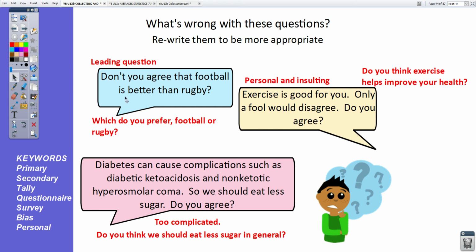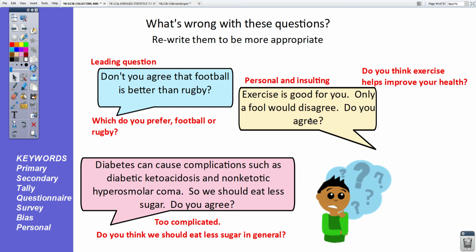So the first one, don't you agree that football is better than rugby? Well, that's a leading question. It's saying, don't you agree? It's pushing you in the direction of saying that football is better than rugby. A better question, which do you prefer, football or rugby? Therefore giving you a complete, unbiased choice of answer.